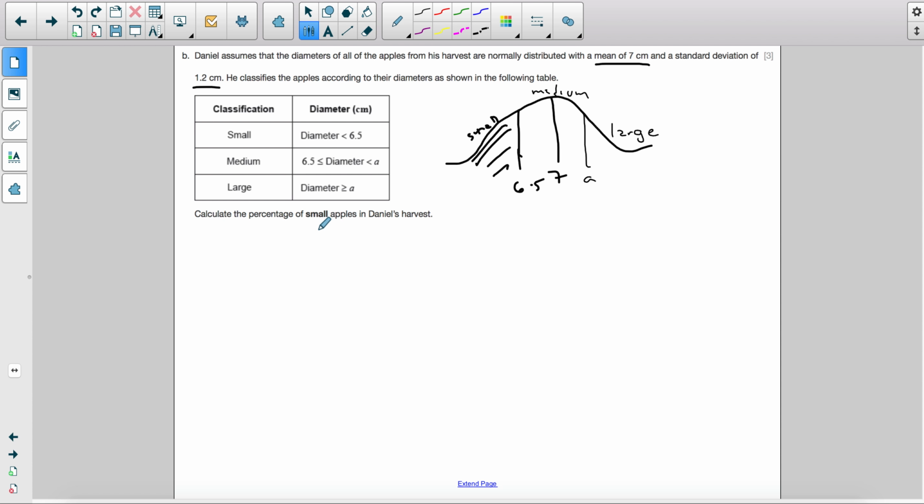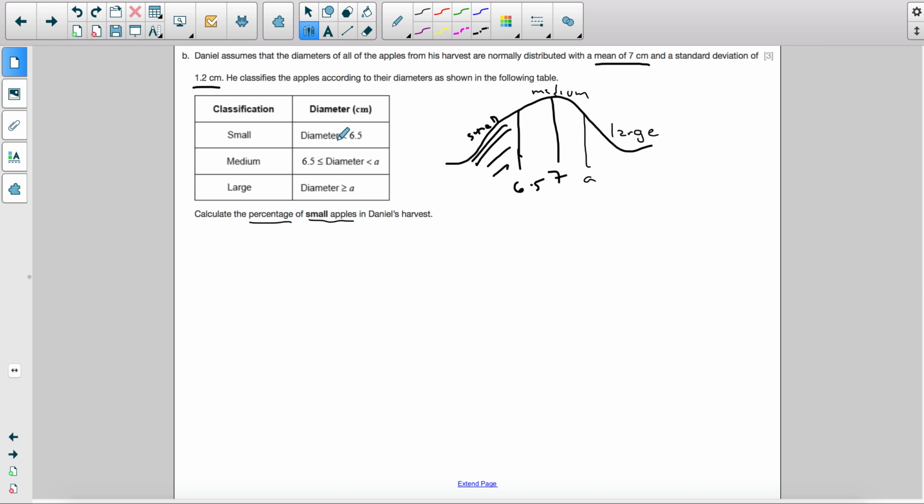Now calculate the percentage of small apples in Daniel's harvest. So we need percentage and we need small apples. Small apples are all the apples that have less than 6.5. And for normal distribution, it doesn't matter if it has a less than or equal to, you use the same formula. So in this case, you should also note that you cannot get to 6.5 using the standard deviation of 1.2. I cannot subtract 1.2 to get to 6.5, and so 6.5 is not within the standard deviations, and so I cannot use the percentages that we've done in class, the 68, the 95, and the 99.